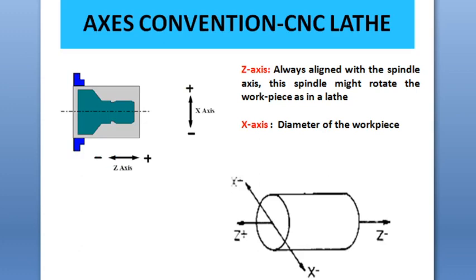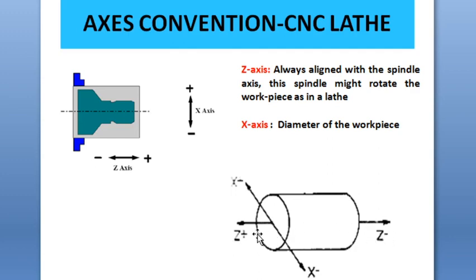Axis convention used in CNC machines. First, the CNC lathe or turning center. It has only 2 axes. Here we can produce cylindrical components. Therefore, 2 axes are used in a CNC lathe or turning center. The Z axis represents the spindle. The X axis represents the diameter of the workpiece.